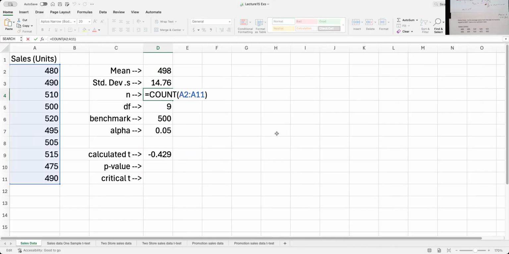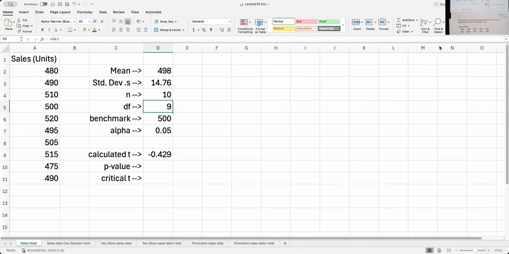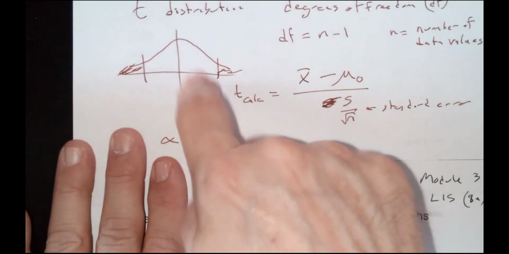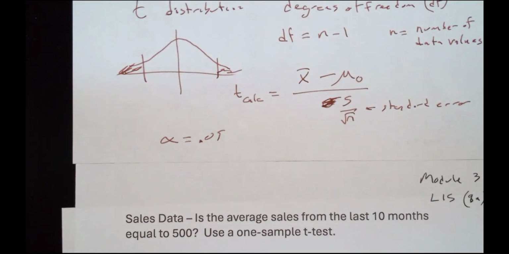Okay. So if I go back to that picture, I need to know, in this picture, is 0.429 negative 0.429? Is it far enough to the left to be in the shaded part? Is it in the unshaded part? I don't know yet.